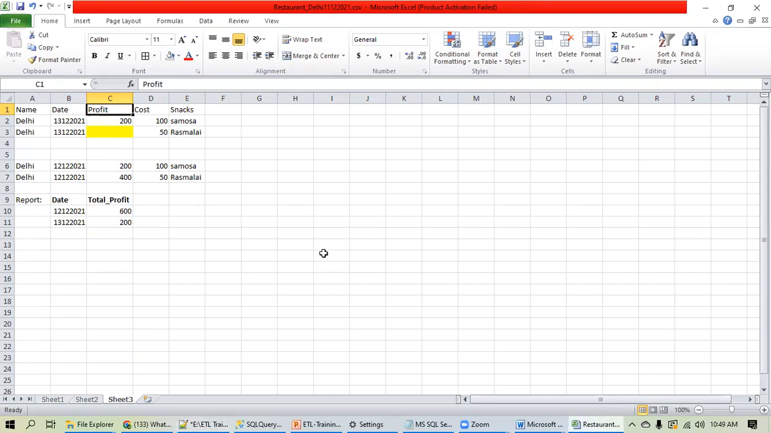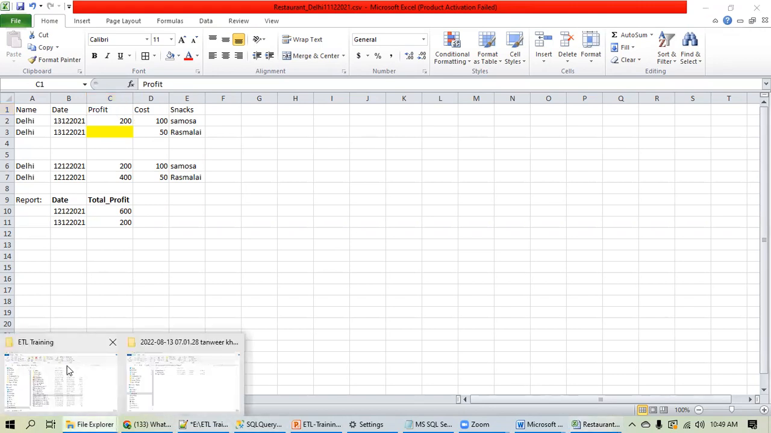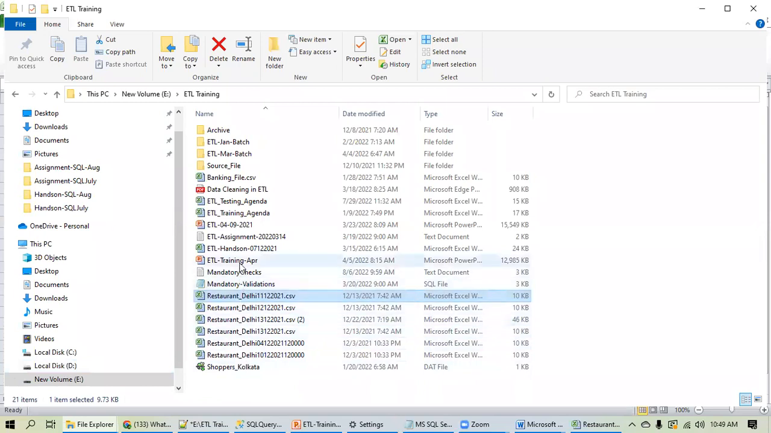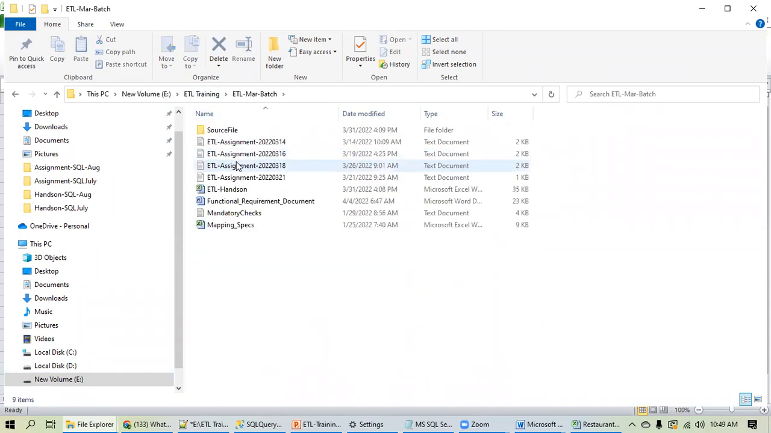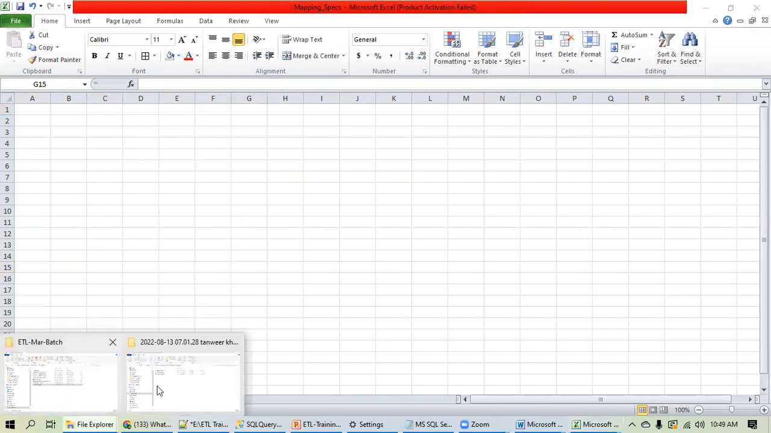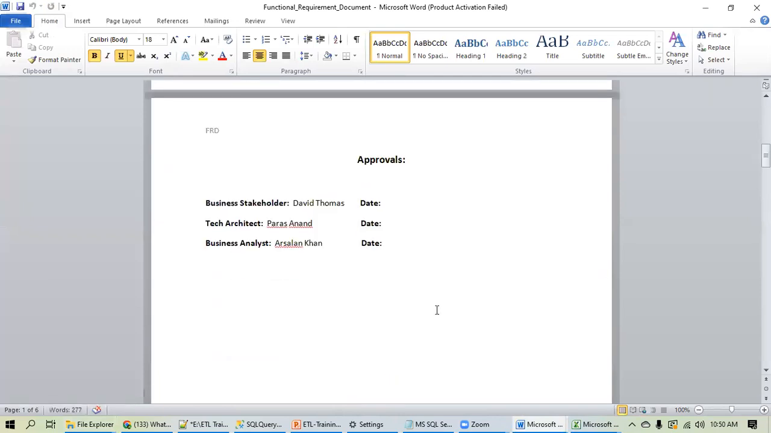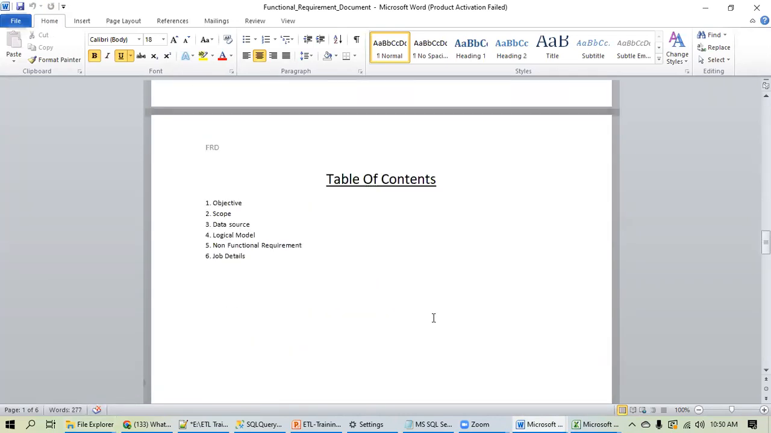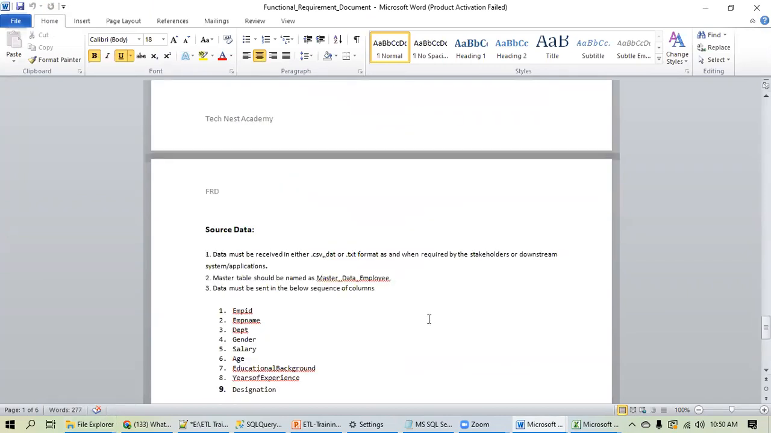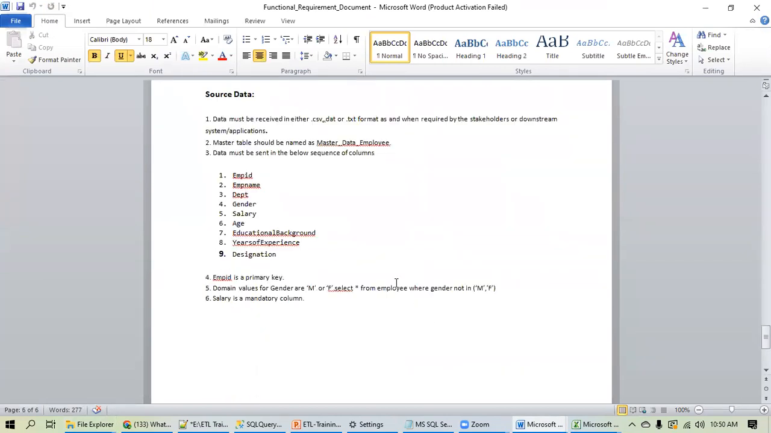See, when you start working on a project, you will have a mapping sheet. A mapping sheet is nothing but an Excel sheet like this. I think I have a mapping sheet, let me show that. A mapping sheet will be something like this.